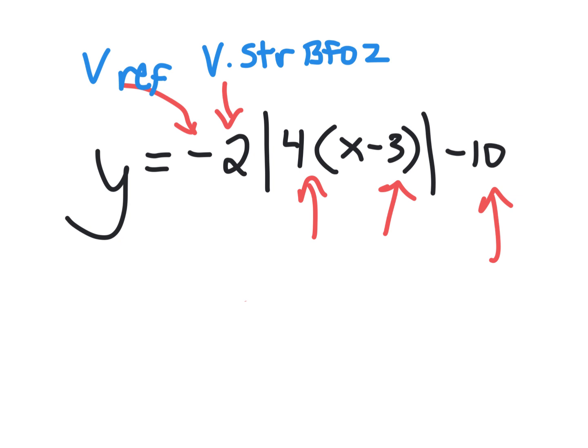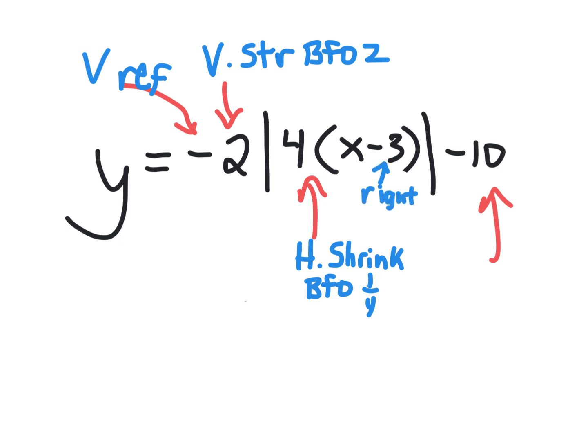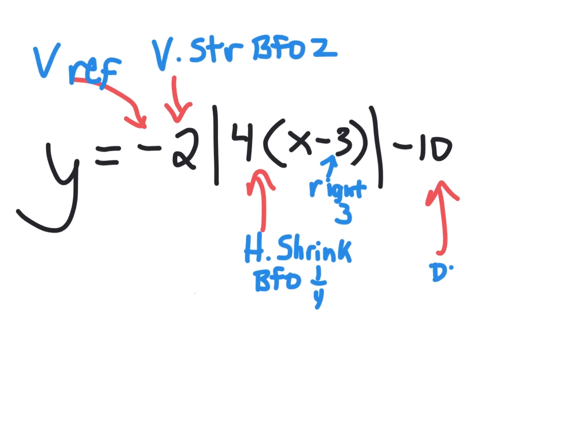Okay, that 4 there, that's a horizontal, and it seems like a stretch, but it's not. It's a shrink, and a ton of kids will get that wrong because it's counterintuitive. Horizontal shrink by a factor of 1/4. Raise your hand if you survived that one perfect. Awesome. That one's right 3. And that one's down 10.